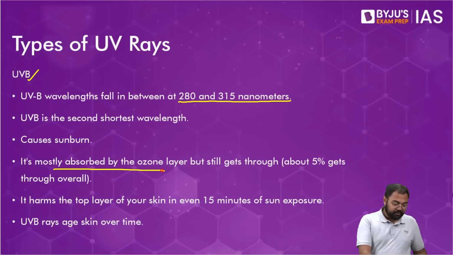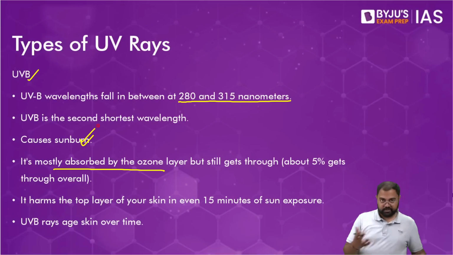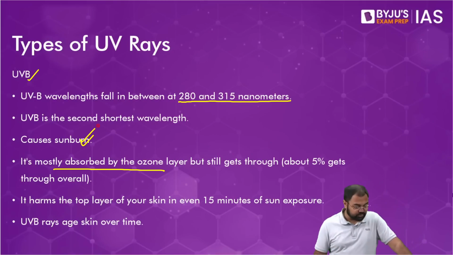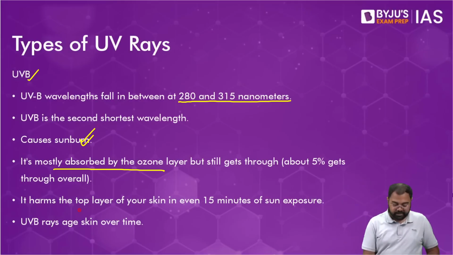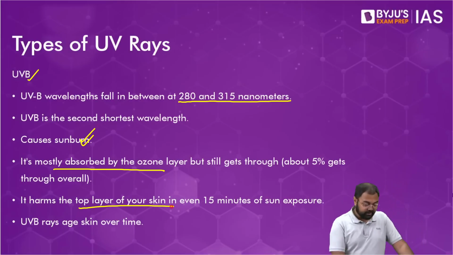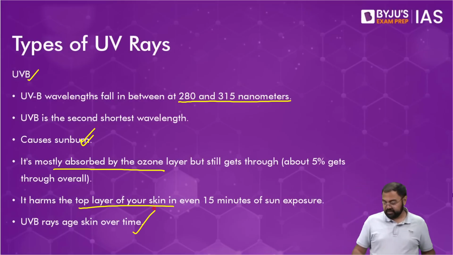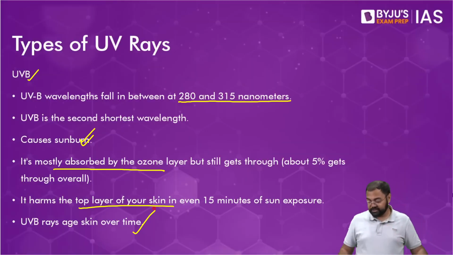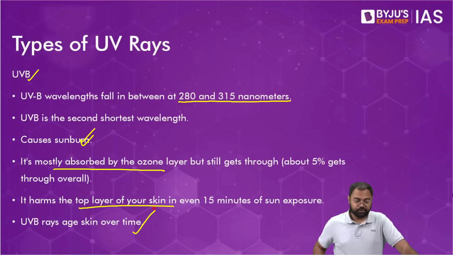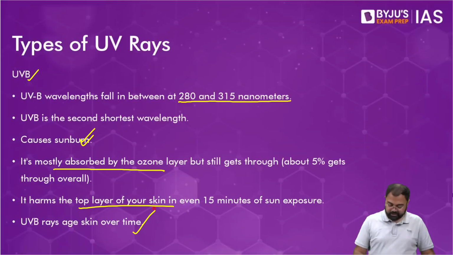Now, they can lead to sunburn. They can cause skin issues. They can harm the top layer of the skin, and they can also lead to aging of the skin. So that's why there are all these issues that we have with UVB, that is ultraviolet B.